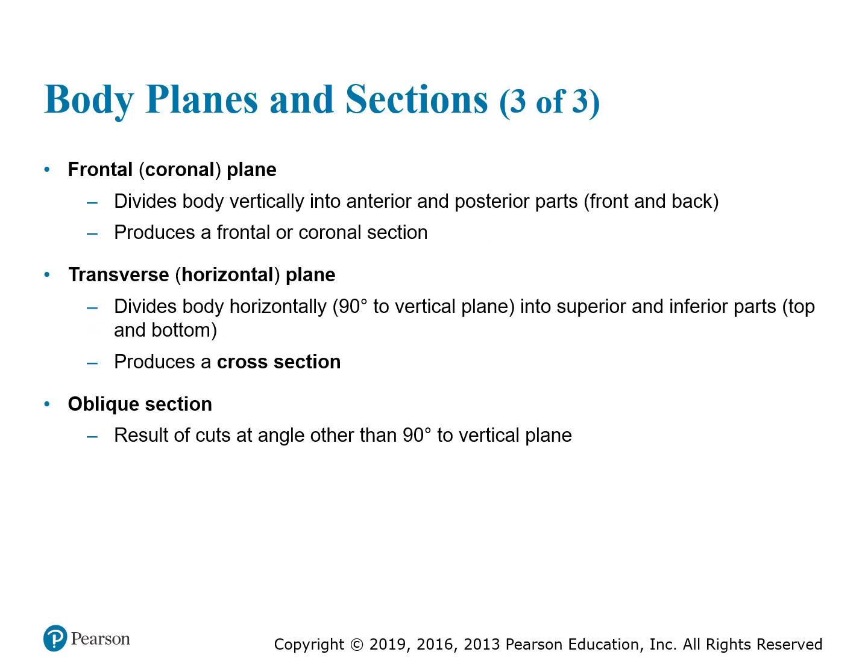A frontal or coronal plane will divide the body into the anterior and posterior parts, so front and back. We call that a coronal section. A transverse or horizontal plane will divide the body 90 degrees vertical to that plane into its superior and inferior parts, so top and bottom. That is what is called a cross section. If you have any other angle than that 90 degrees, then you have an oblique section.